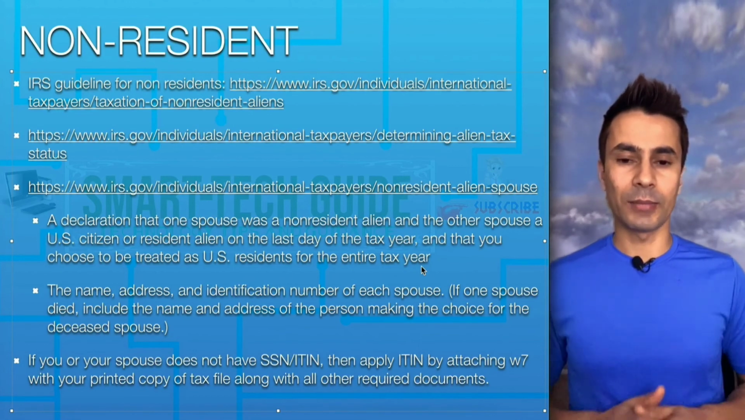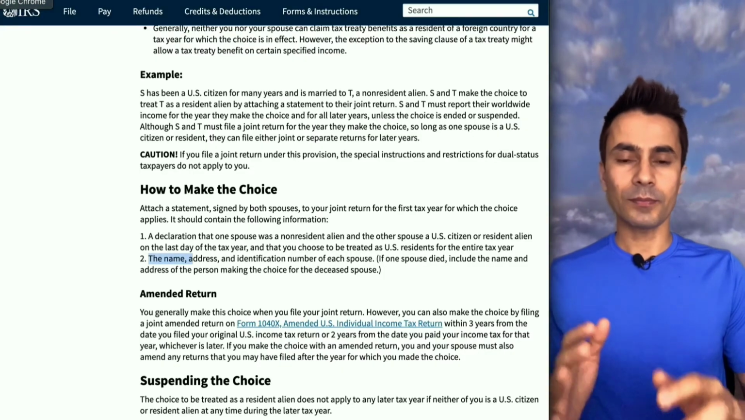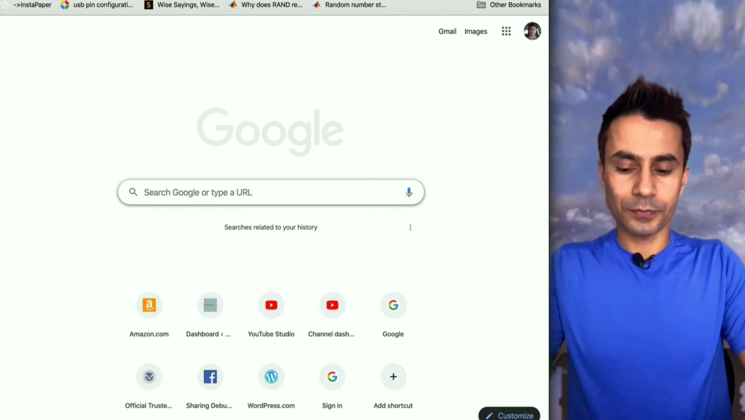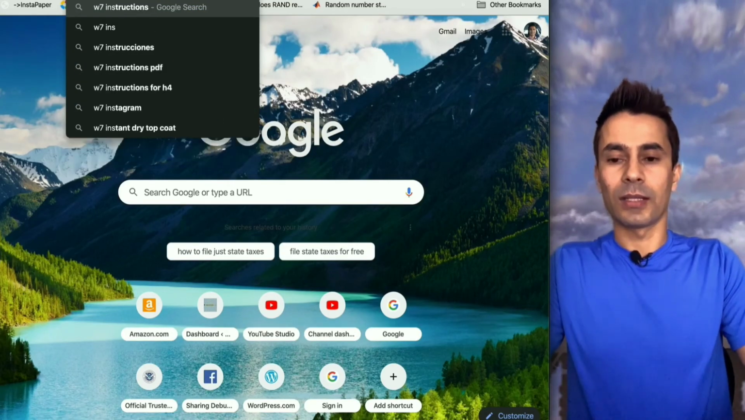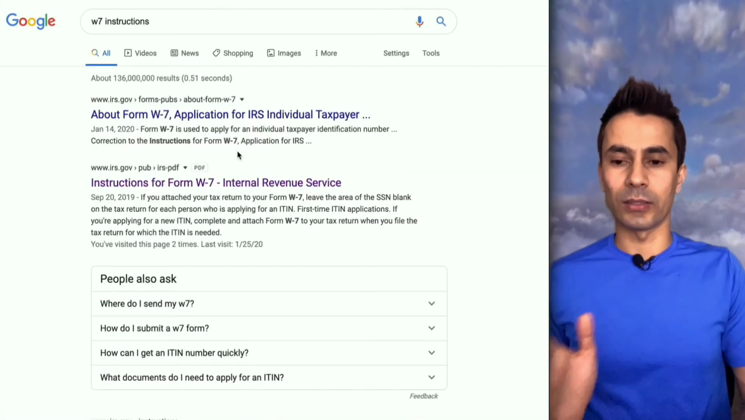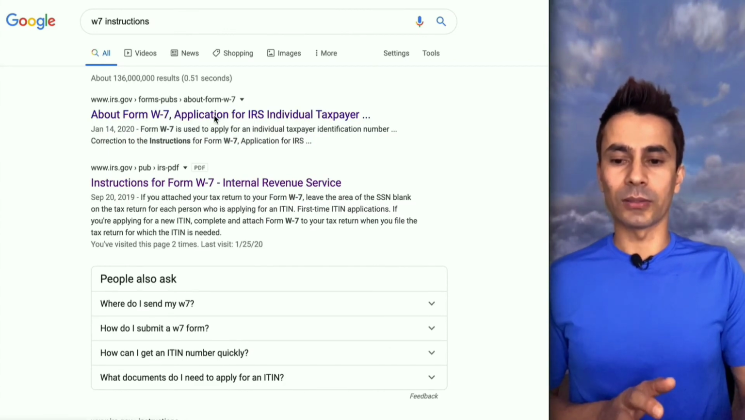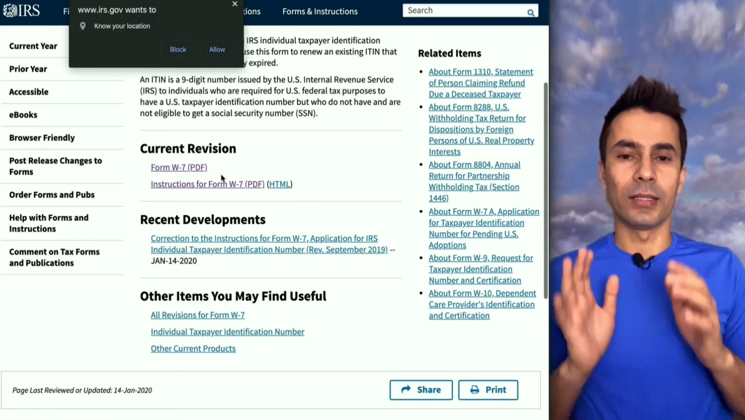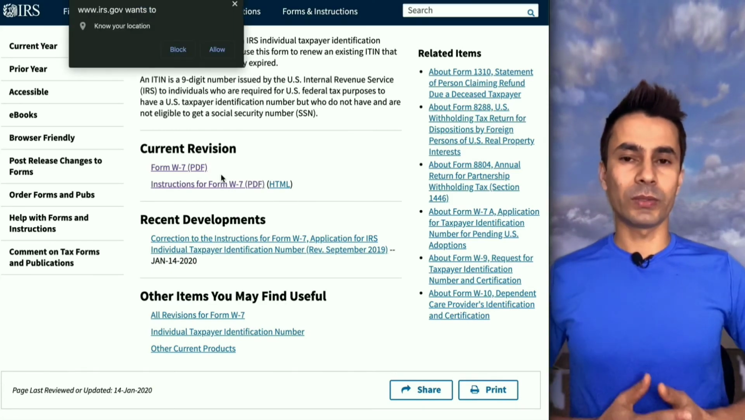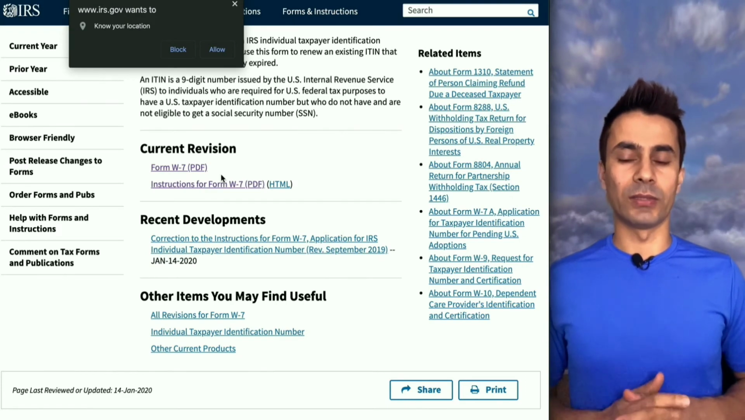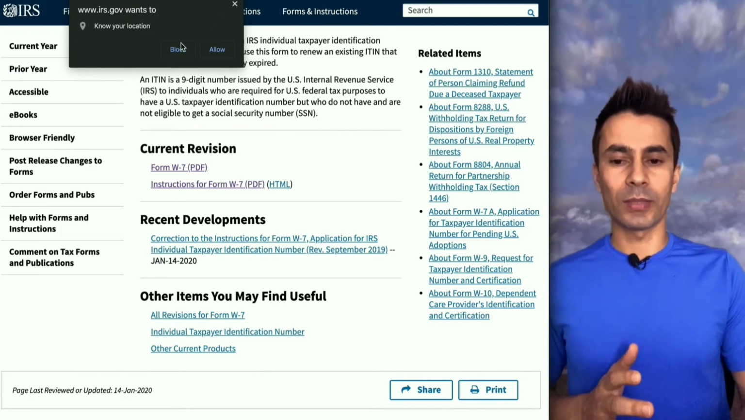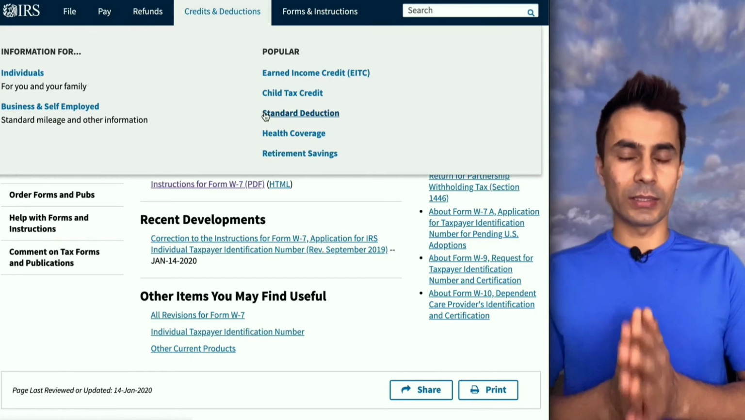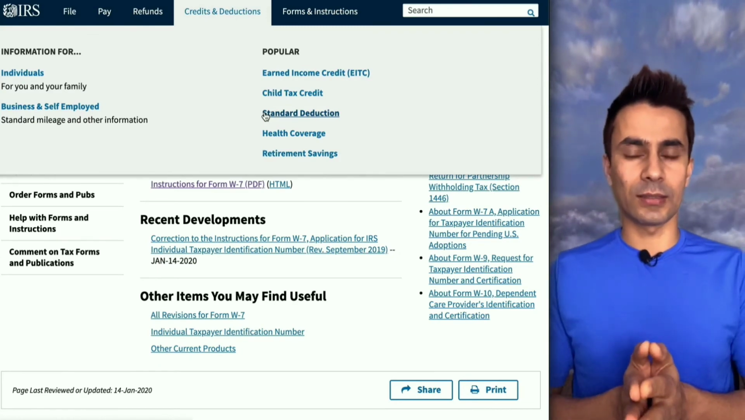It clearly mentions what you need and what you don't need. W7, I don't have it handy, but you can get it online right away. You can get the instruction from IRS, and it mentions what are the proofs you need and all the information you need. Fill out W7 form and then attach all the required documents, including original if required.